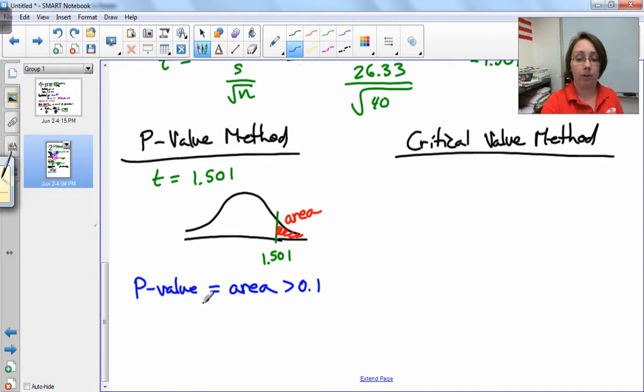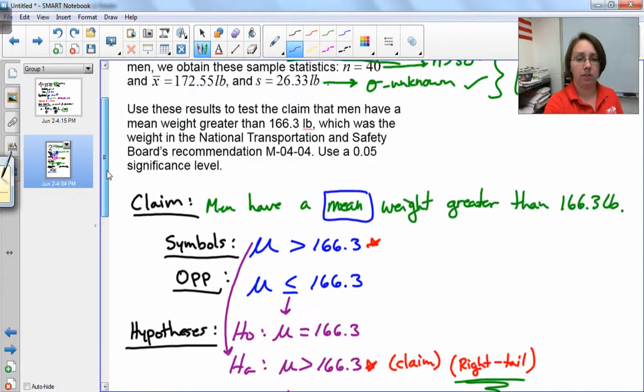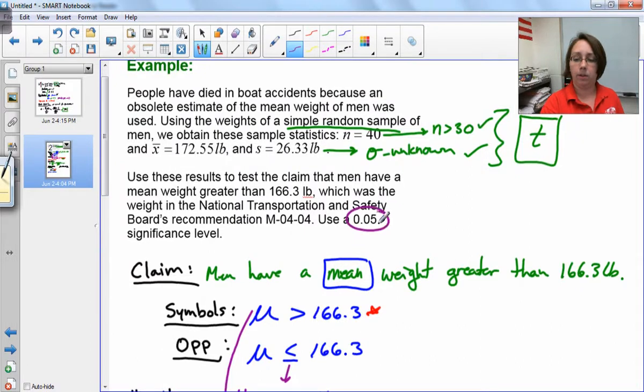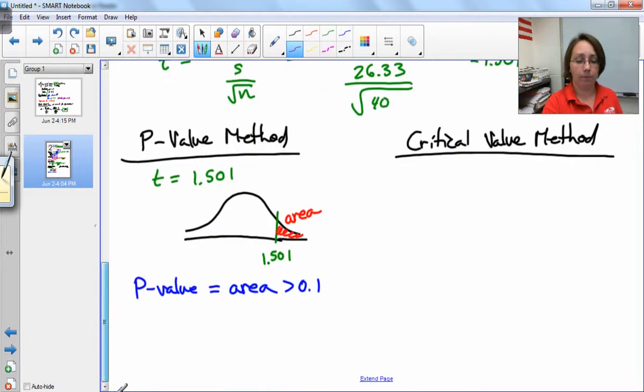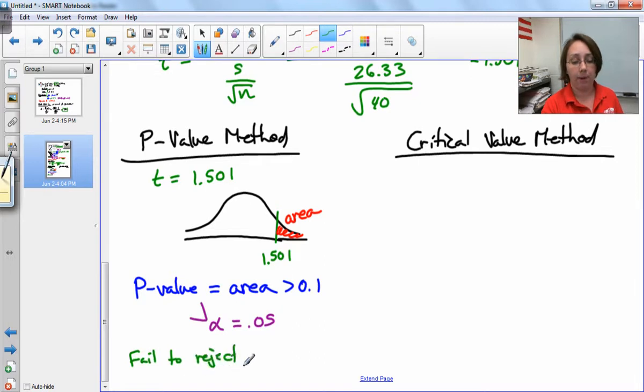Compare that to your alpha. What alpha did they tell us to use here? Alpha, 0.05. So how does this compare to alpha, which is 0.05? Well, your p-value is bigger than alpha because it's bigger than 0.1. What does that mean when your p-value is bigger than alpha? That means you have to fail to reject the null hypothesis. That's the p-value. Now let's do the critical value.